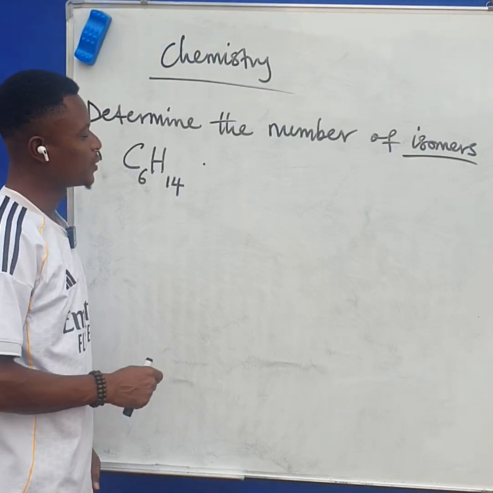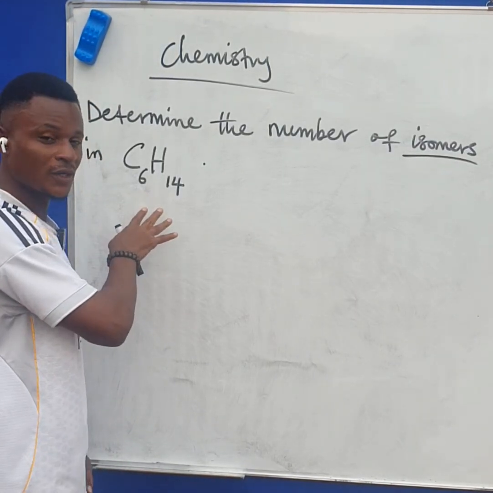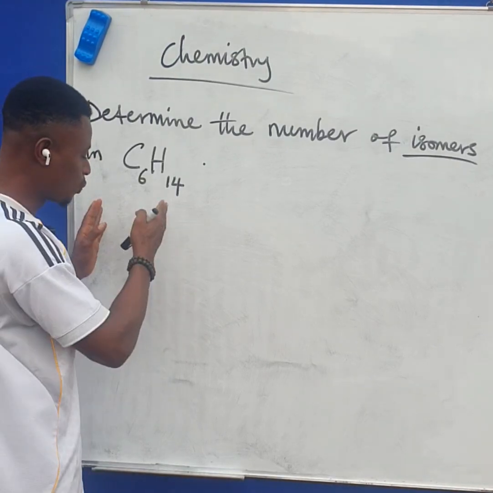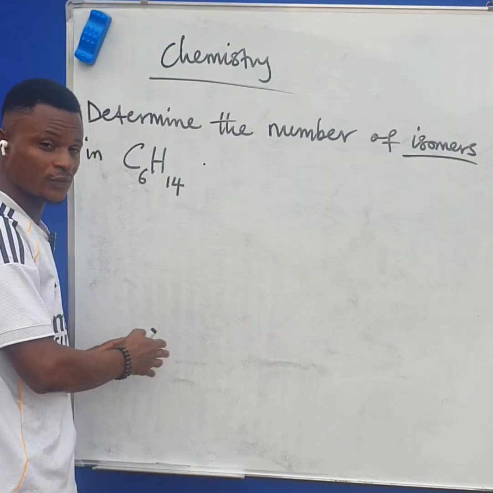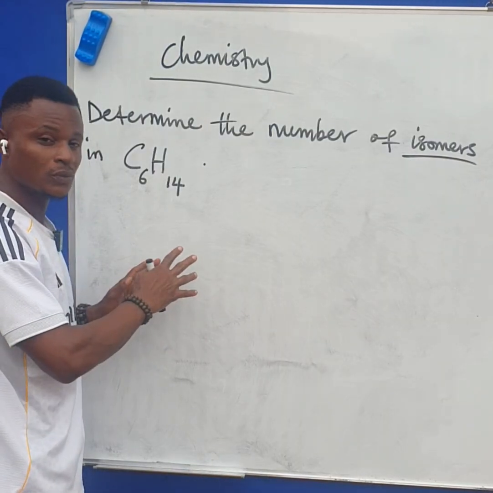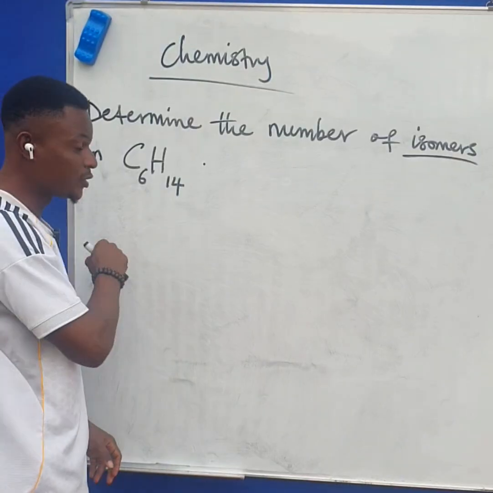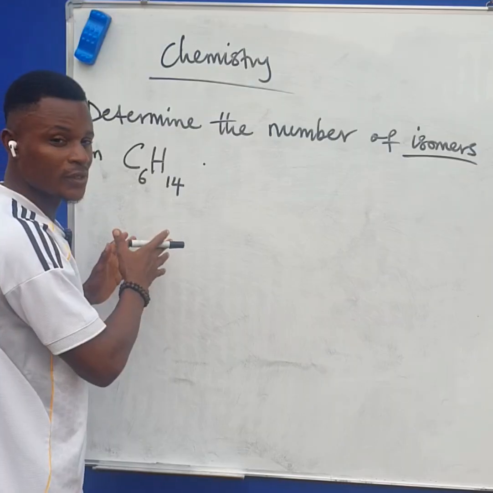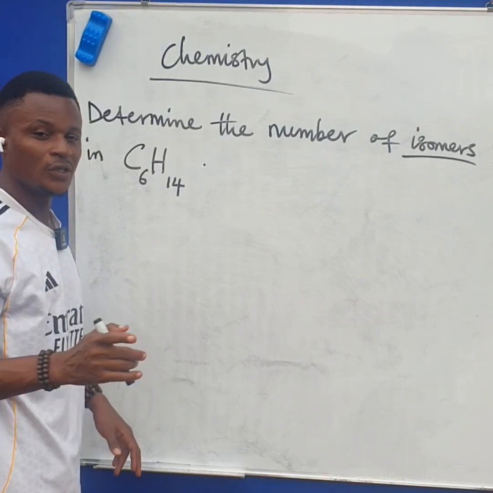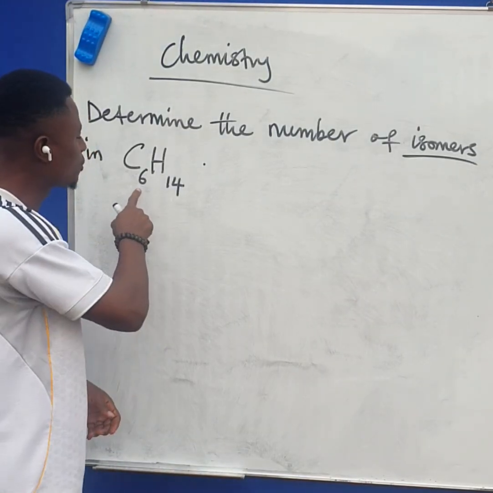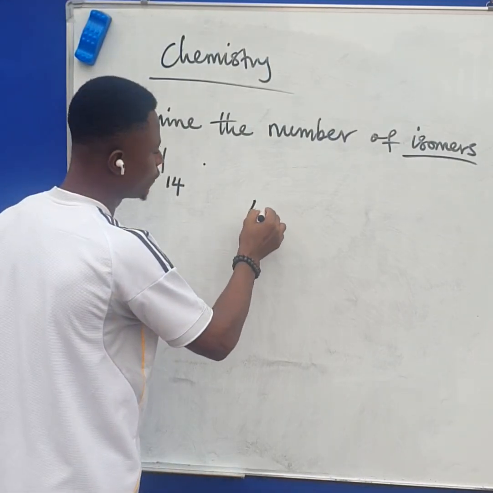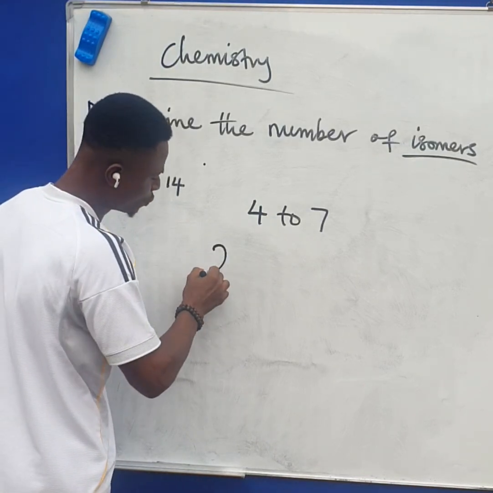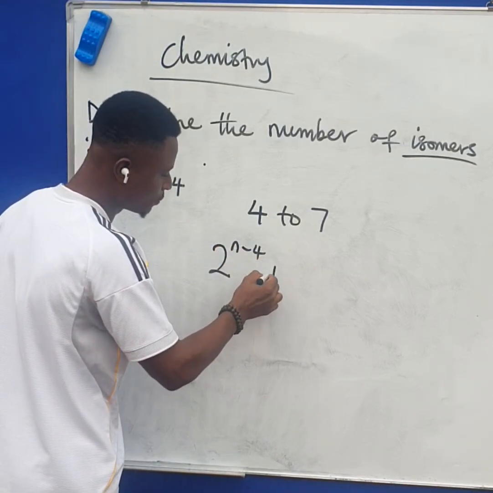You understand? Now, in an alkane, just like what you have here, if you're asked to find the number of isomers, in JAM they will give you the question, they will give you objective, they'll give you options. But I want to show you how to solve it and arrive at the answer so that you can pick the correct option that will be given to you. So if you want to find the number of isomers in an alkane, this is the formula you need. If the number of carbon atoms is from 4 to 7, use this formula. 2 raised to the power of n minus 4, then plus 1.